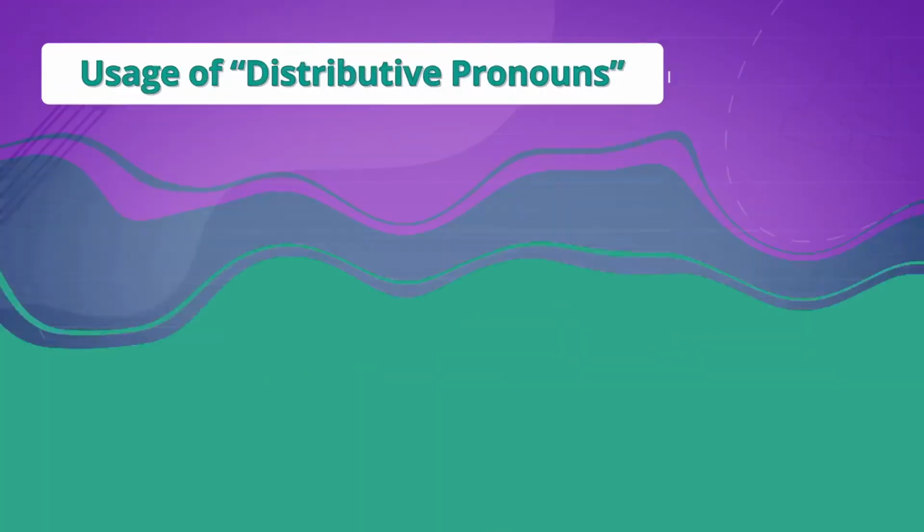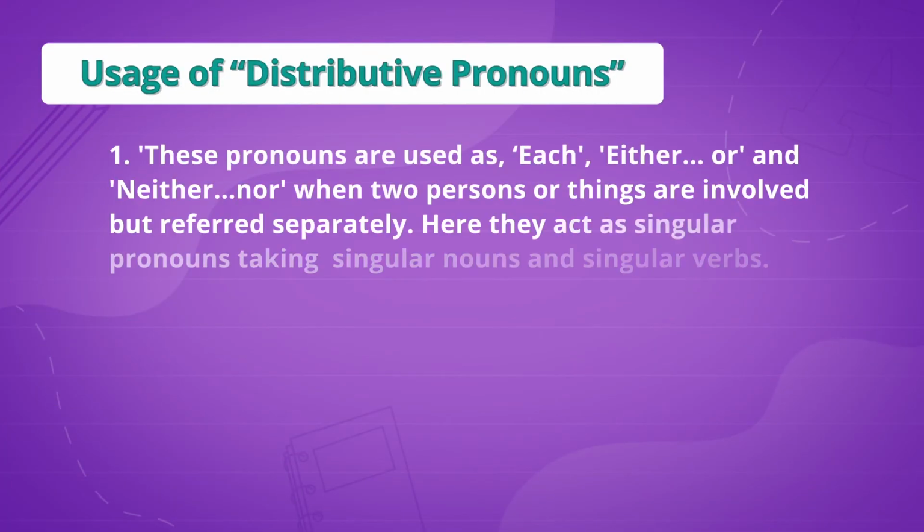They are used in two different ways. Number one, these pronouns are used as each, either or and neither nor whenever two persons or things are involved but referred separately. Here they act as singular pronouns taking singular nouns and singular verbs.